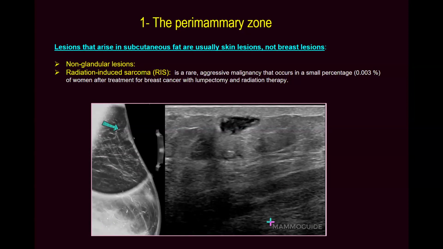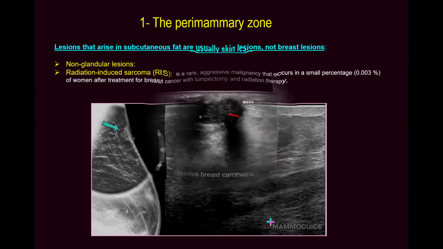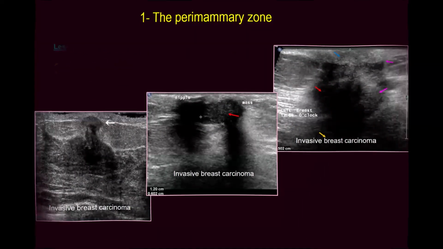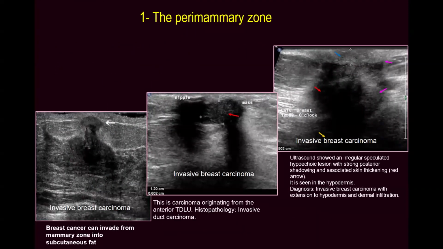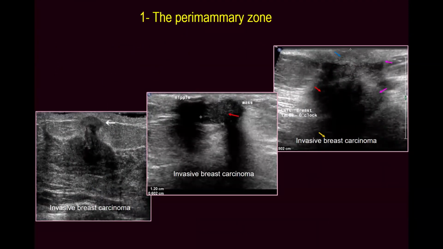Differential diagnosis in the pre-mammary zone can also include radiation-induced sarcoma, as in this case. These are rare lesions, but we have to put them in our differential diagnosis, especially if the patient is post-radiation treatment. Okay. Here we can see 3 invasive cancers in the pre-mammary zone.